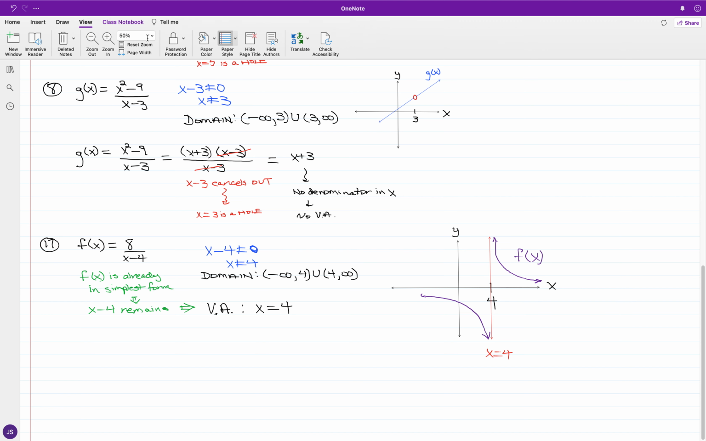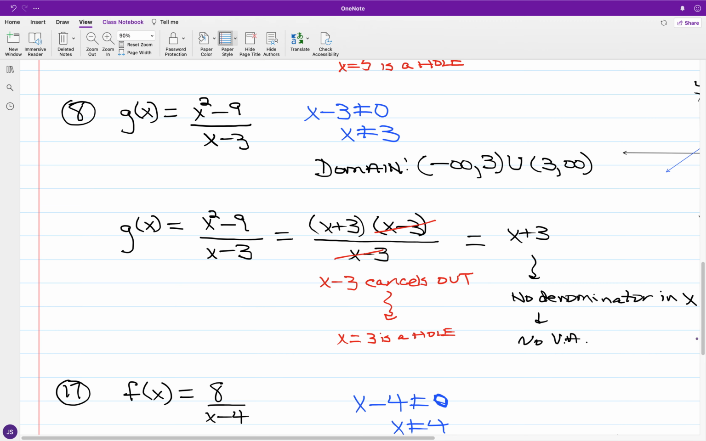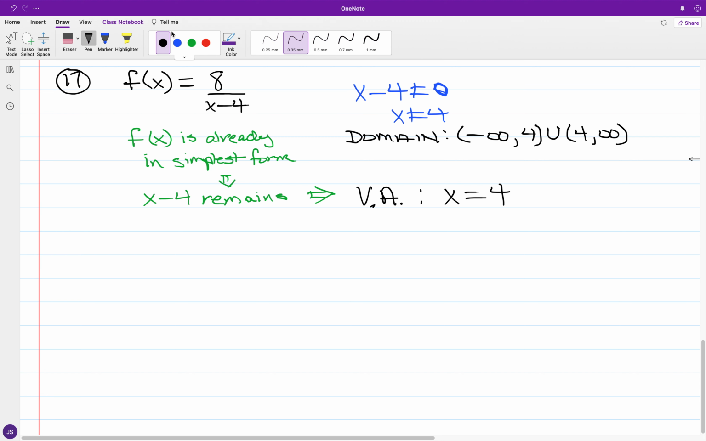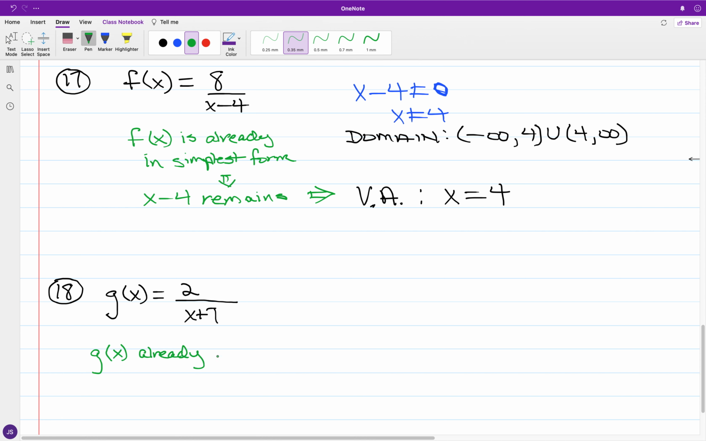Now, in the case of number 18, at this time we have this rational function g of x is equal to 2 over x plus 7. And just like f of x moments ago, we have 2 over x plus 7. It's already in simplest form.